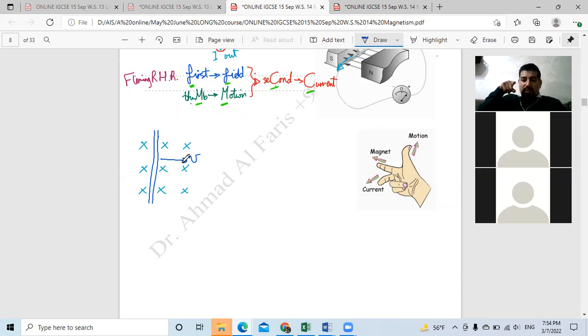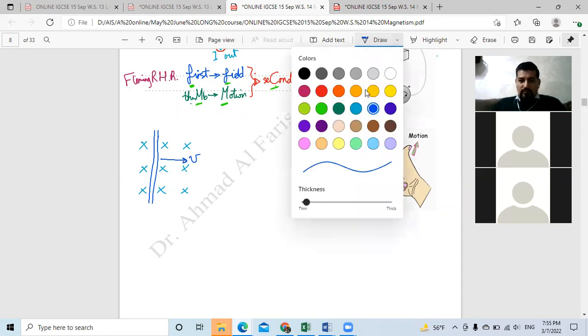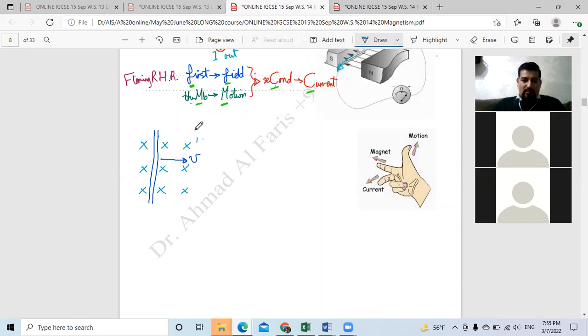Again, first finger into the page because it's X. That means this X, the magnetic field, is into the page. And the wire is moving to the right. That means the current will be up or down.